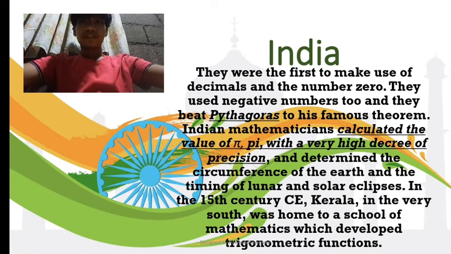Indian mathematicians calculated the value of pi with a very high degree of precision and determined the circumference of the Earth and the timing of lunar and solar eclipses. In the 15th century, Kerala in the very south was home to a school of mathematics which developed trigonometric functions.